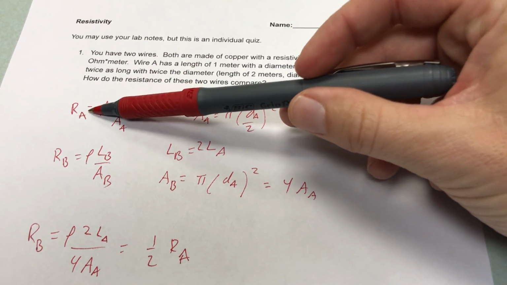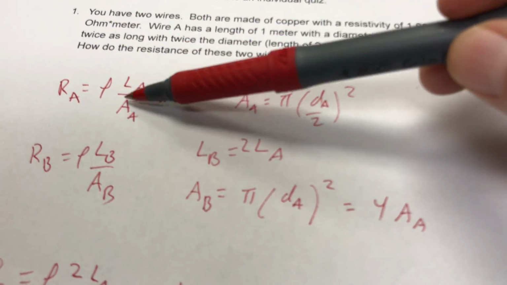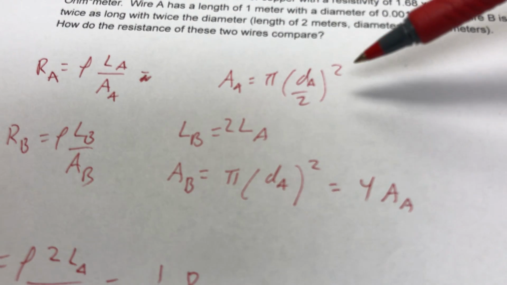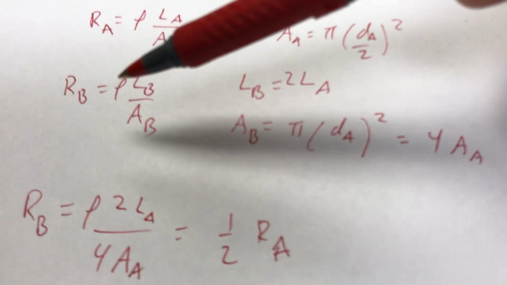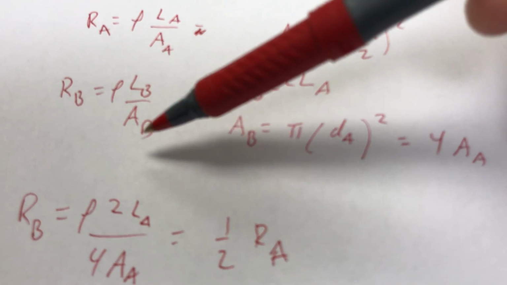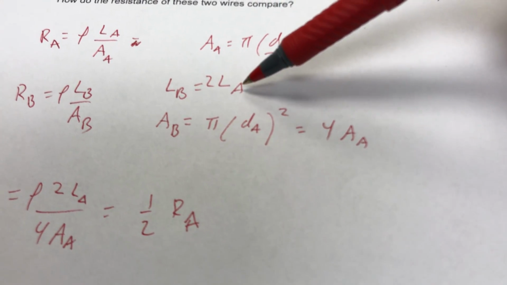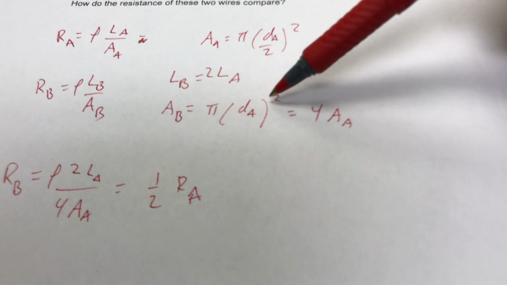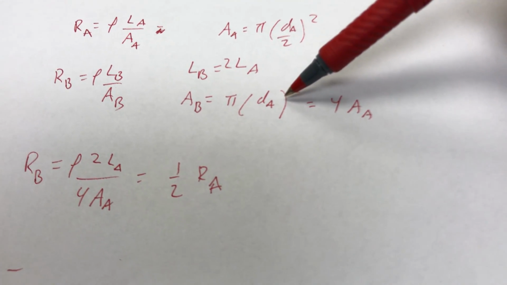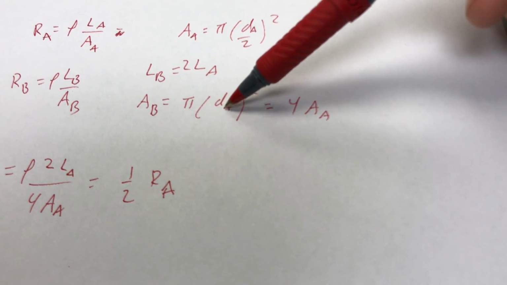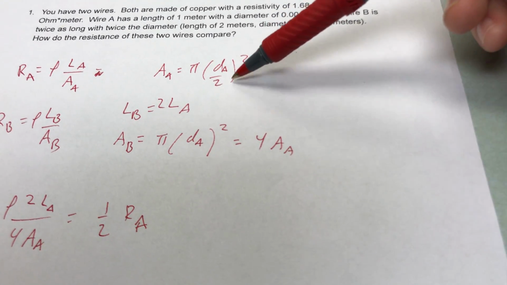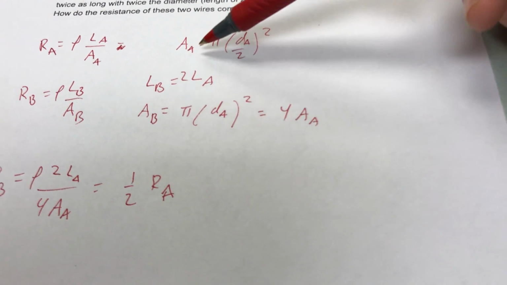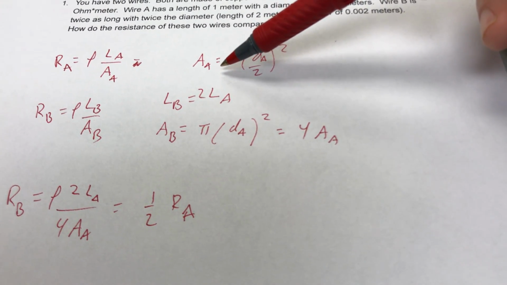Well, here's the resistance of A, rho L over A. And the area is pi r squared, right there. For B, it's LB over AB. But LB is twice LA. AB is pi D squared, not D over 2, because that's twice the diameter. Since I square that, this is going to be D over 4, and this is just D squared. So this area is 4 times that area, because I doubled the diameter.